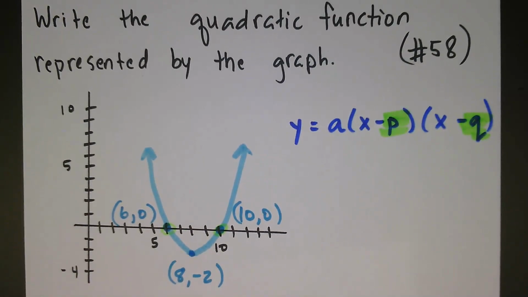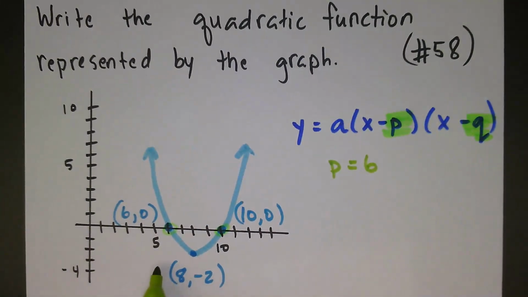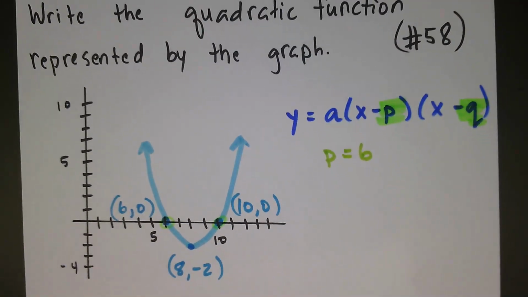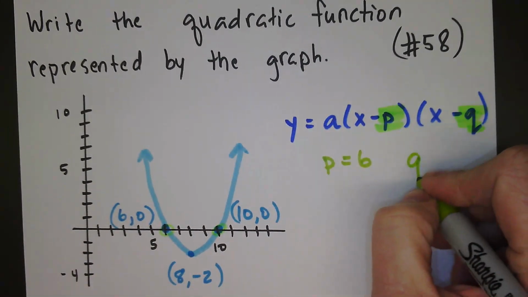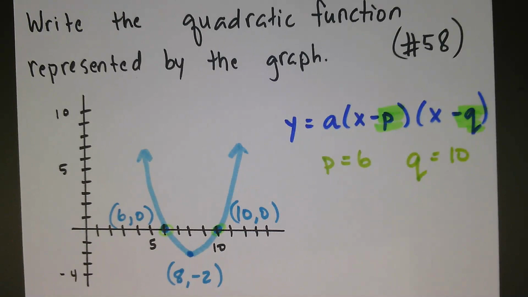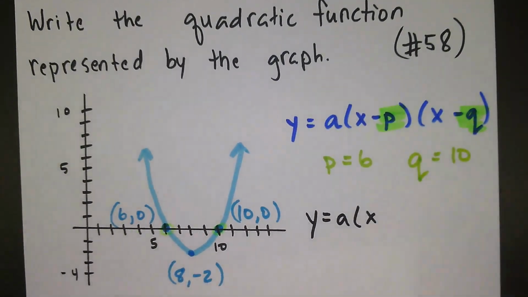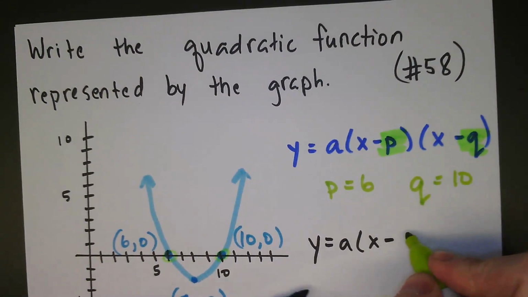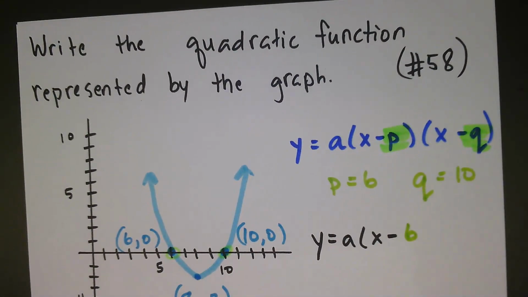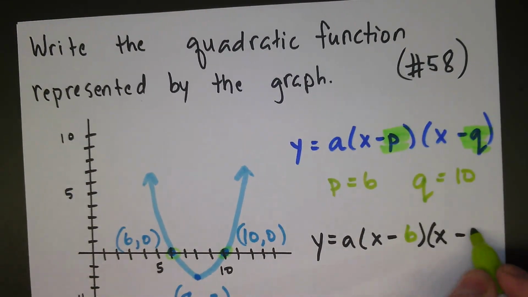So then I know P is 6, right? Because the first x-intercept right here is 6. And then Q is 10. So my second x-intercept is 10. So I can get this going and looking like a really nice looking equation here. X, here I'll do minus. They're both positive, so I'll see subtraction in there. X minus 6 times x minus, and then I got 10.